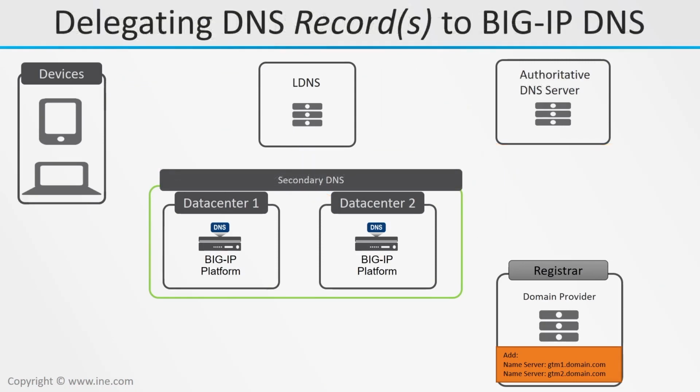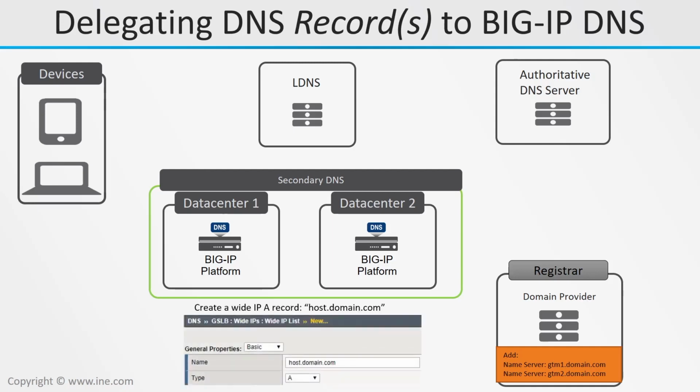Alright, so let's take a look at the next example. Here we're delegating DNS records or a record to BIG-IP DNS. And the advantage here is that maybe you don't have to have a whole domain or subdomain that you need to point to DNS, and maybe you just have a handful of records that you want to point. This is probably a better option for you.